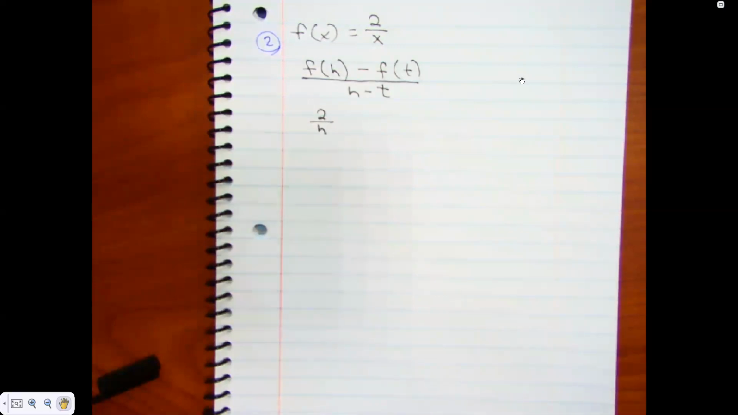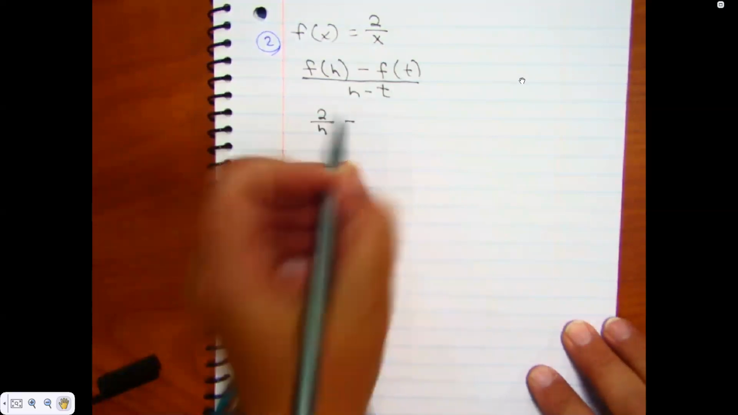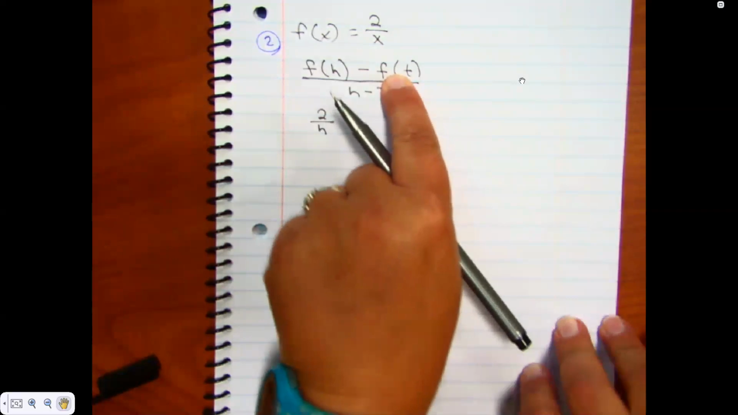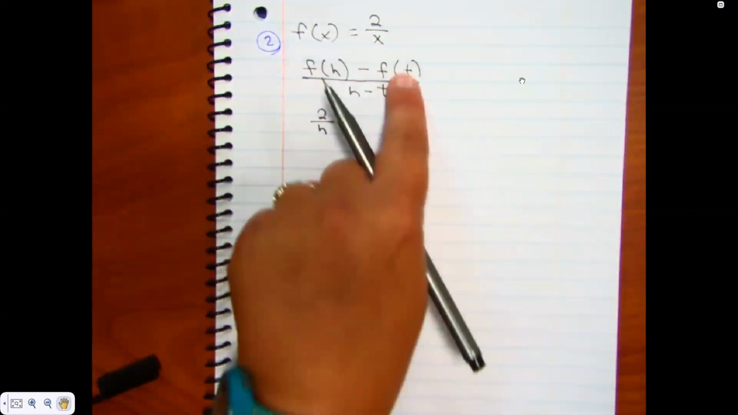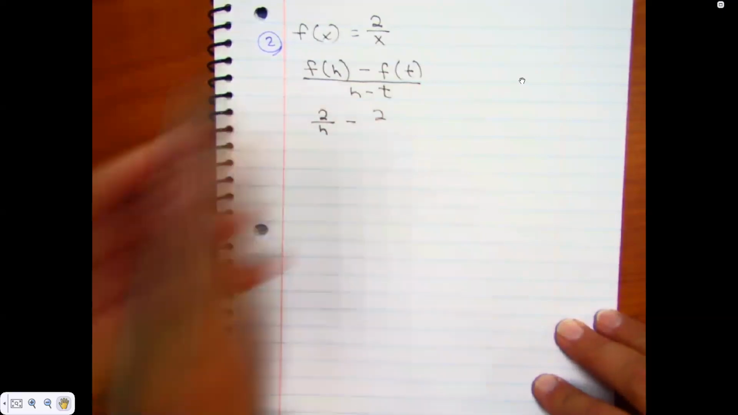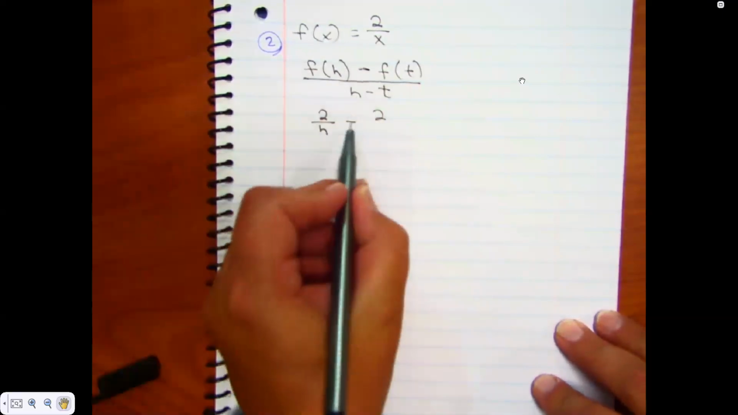Okay, can you do it for the second one? Minus, this time it says, go back to that f function, rewrite it. In place of x, write t. So 2 over t, minus, this minus is coming right from here.